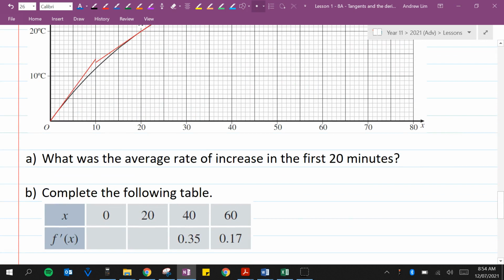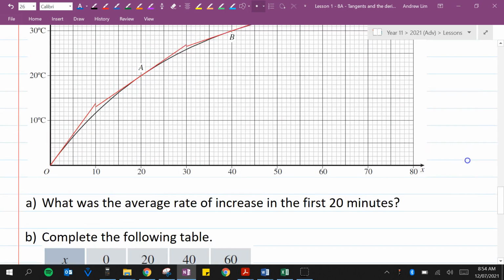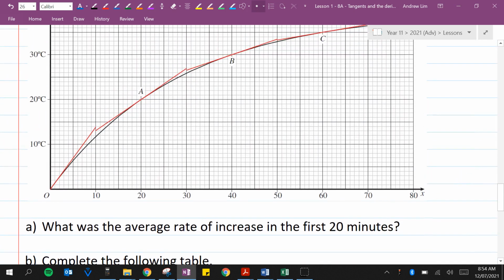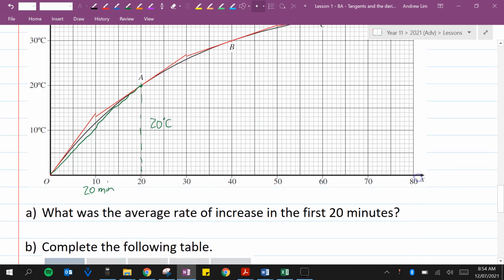What was the average rate of increase in the first 20 minutes? So in the first 20 minutes, we can see, I'll just use green, here's our 20-minute mark. How much did it increase by? It increased by 20 degrees Celsius across 20 minutes. So the average rate of increase is 1 degree Celsius per minute.